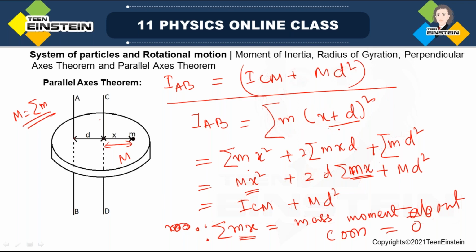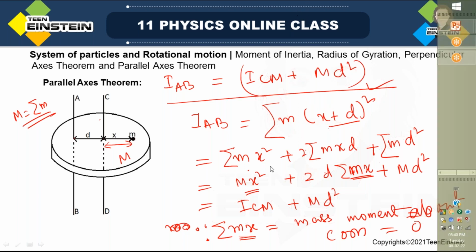We have proved the parallel axis theorem and the perpendicular axis theorem. And next day, we'll take the application part of these two theorems. I'll stop it here for today. Next day, we'll take various examples which we can solve with the help of these two theorems. Okay, so bye for today. I'll stop it here.